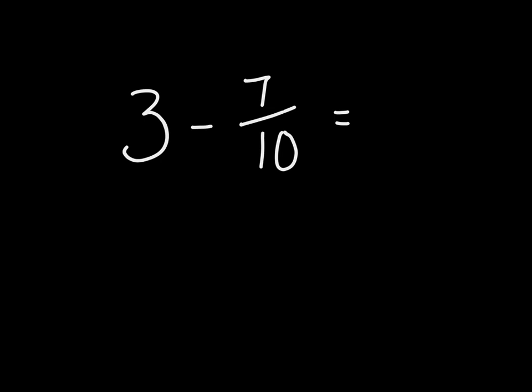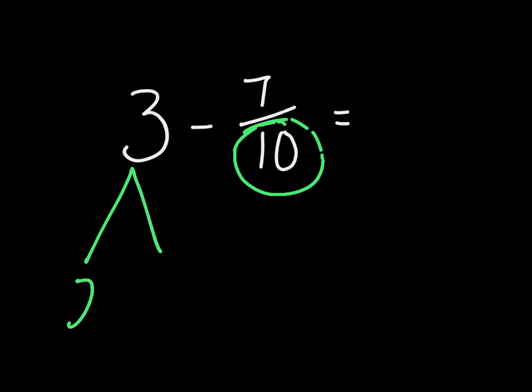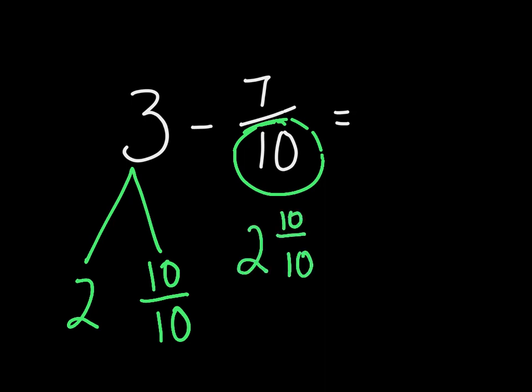All right, now look at this. We moved up to a 3 now. Okay, again, nothing has changed. We need to locate the denominator, which is tenths. And we're going to pull out the 2 wholes, and we're left with 10/10. So now we're left with 2 wholes and 10/10, which represents the 3, and we're subtracting 7/10.